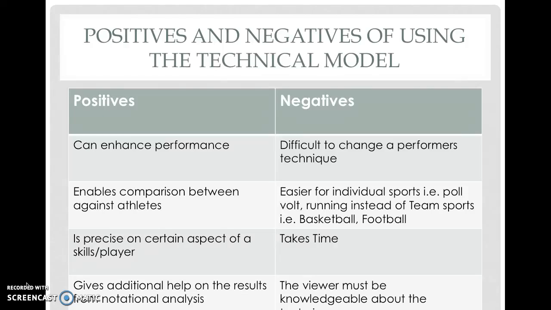Another negative is the fact that it is easier for individual sports, for example pole vaulting and running, instead of team sports such as basketball and football, because there is a larger variety of things that can be done in team sports, and there are obviously more players in a team rather than an athlete, which is just individual and singular.